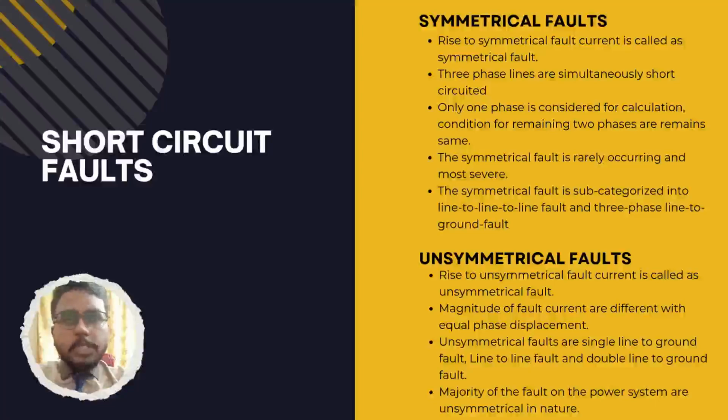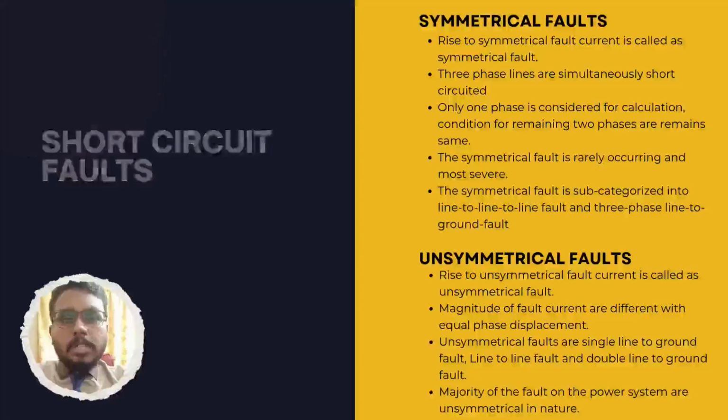The symmetrical fault is subcategorized into line to line to line fault and three-phase line to ground fault. And the last part is the unsymmetrical fault. A fault which gives rise to unsymmetrical fault current is called an unsymmetrical fault. The magnitudes of the fault currents are different, with unequal phase displacement. Unsymmetrical faults are single line to ground fault, line to line fault, and double line to ground fault. The majority of faults on the power system are unsymmetrical in nature.